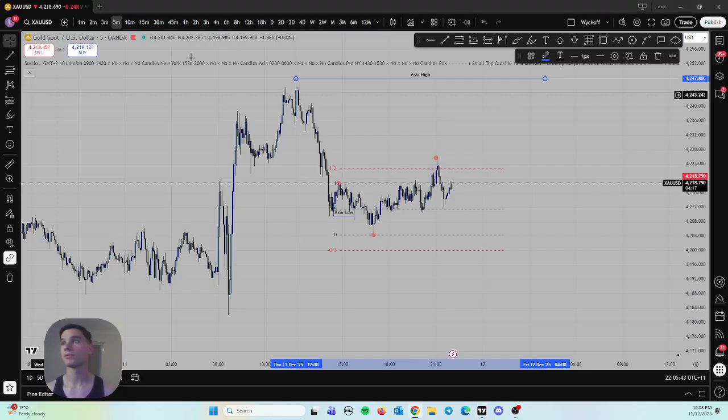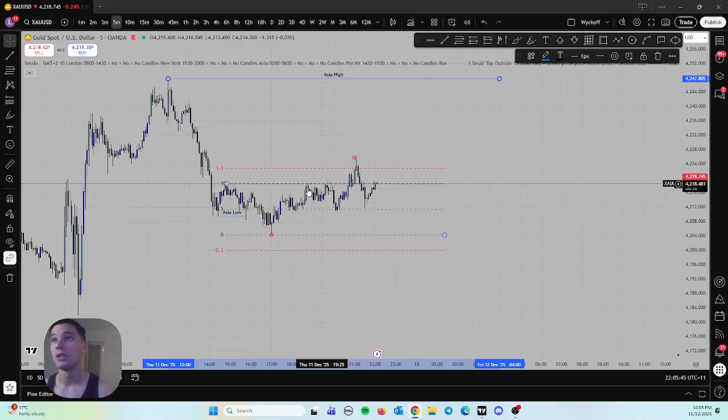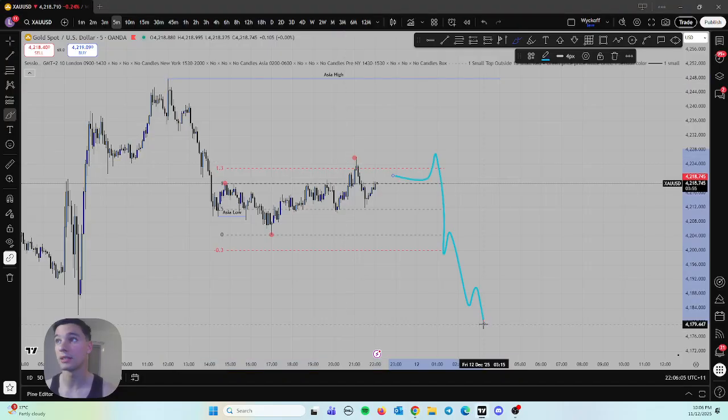Yeah, so had our Asia high been taken, let's say Asia high was around here and then Asia low is still here, then I would be looking for a trade here because Asia high has been taken, and then you would assume price would rotate, do something like this, and come back down. That's what I would have liked to see. But yeah, has not happened.